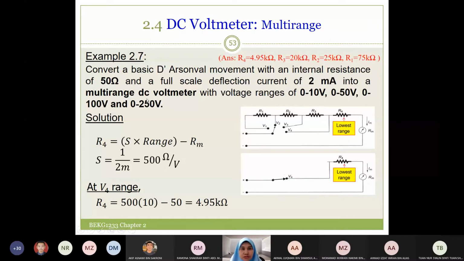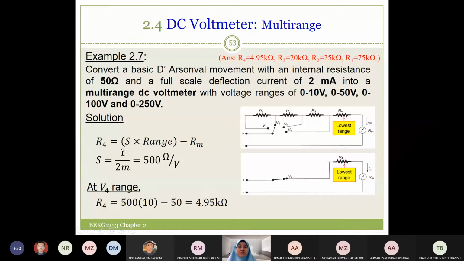So this is the basic picture of a multi-range DC voltmeter. We have R1, R2, R3, and R4 connected to the PMMC. So now the range is 0 to 10, 50, 100, and 250 volts. So this voltmeter has how many ranges? Ramana? 4. Okay, so we start with R4. This is the lowest R.